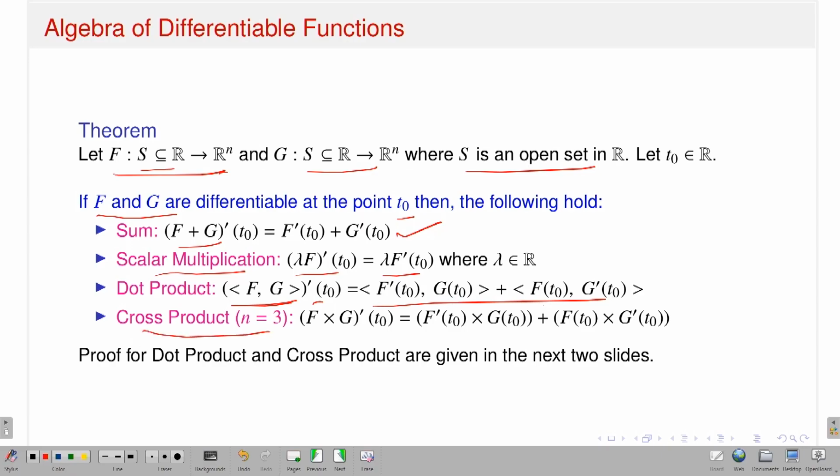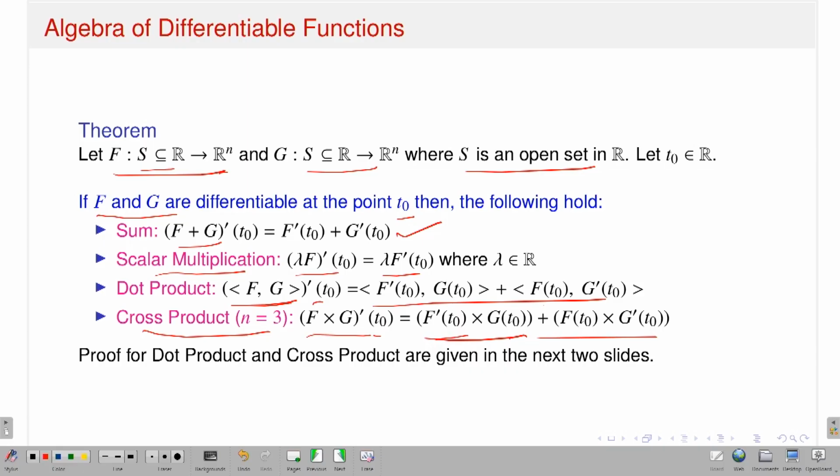There is of course the case n equal to 3, because the calculation will be a little more difficult. For n equal to 3, I have said that the cross product is also differentiable. That means if f is a vector in Rn and G is a vector in Rn, there is a notion of cross product of vectors. At t naught, this function from R to Rn is also differentiable, and you can have the explicit expression of the derivative: f prime t naught cross g t naught plus f t naught cross g prime t naught.